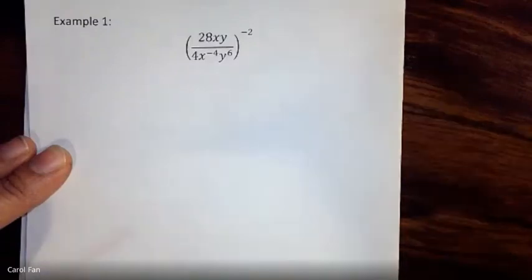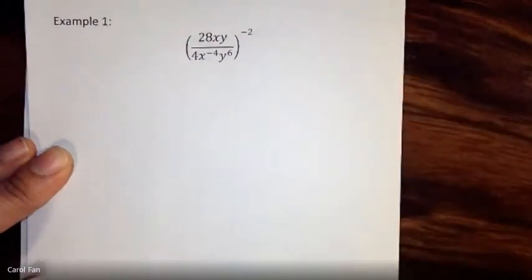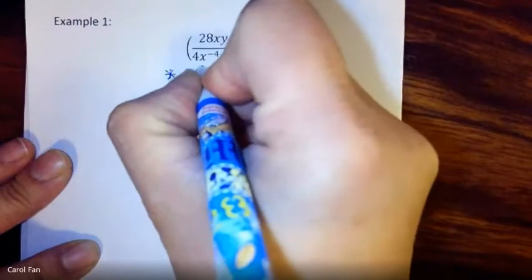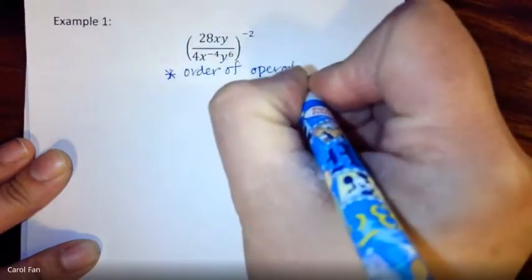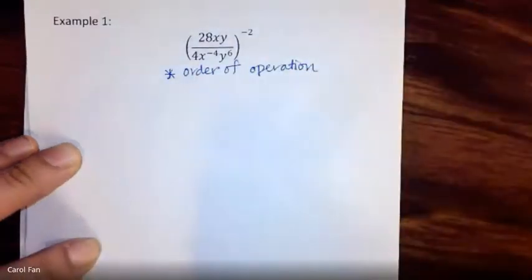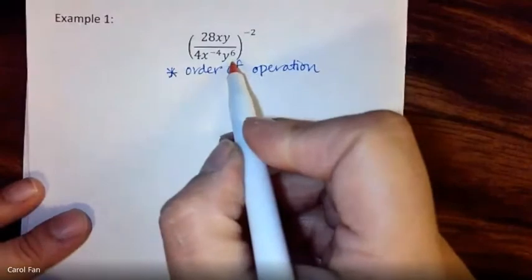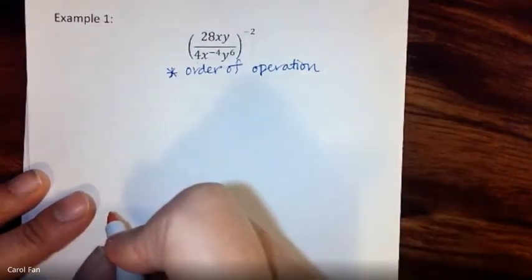Hi again. So here's our example. We've got a few more complicated expressions regarding exponents. Now, when we have something like this, we always need to follow our order of operation. Order of operation tells us that we should do the brackets first. So let's simplify everything inside the bracket before we apply the exponent.